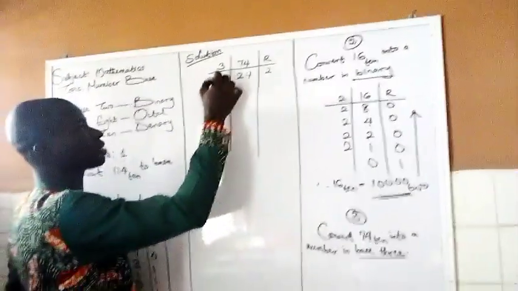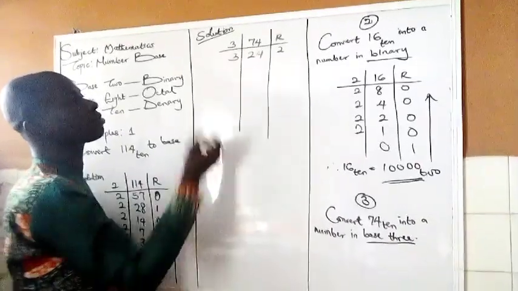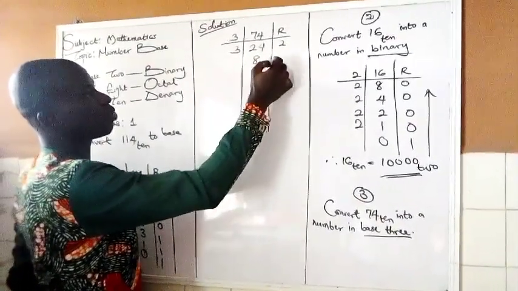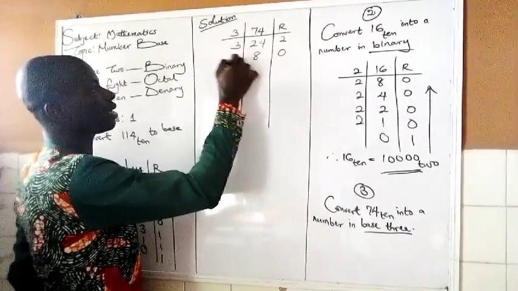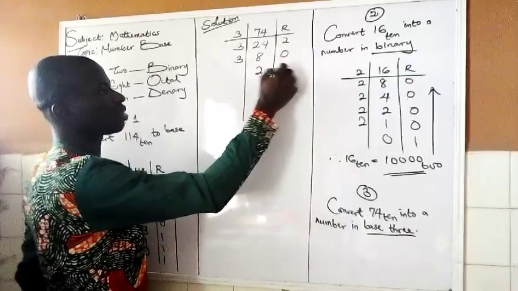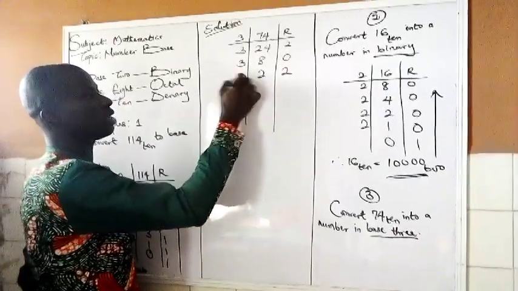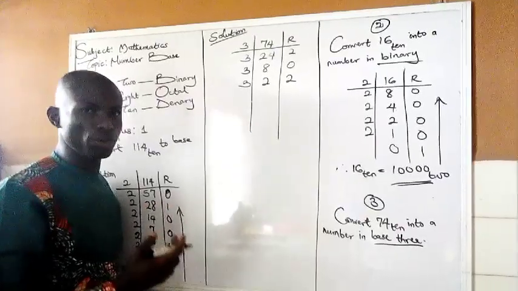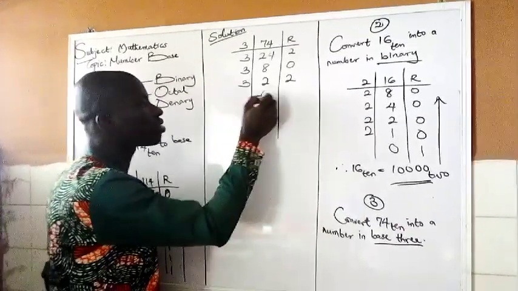Then we proceed by saying 3 again. How many 3 can you say in 24? That is 8. Remainder what? 0. You put 3 again. How many 3 can you say in 8? 2. Remainder 2. Then you put 3 again. How many 3 can you say in 2? Impossible. Then what do you do? You write your 0.